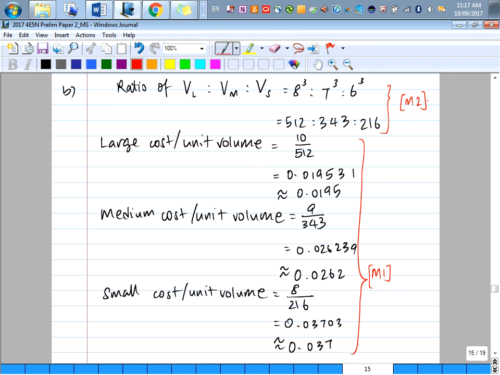Then find the cost per unit volume. In this case, take note that this 512, 343, 216, they are not the actual volumes, they are just ratios. So per unit volume, for a large one, it will cost 0.0195. Then you get for all 3 of them. Then you compare. This is the easiest way to do it. You could find the actual volume, but there's no need. You will get the same answers if you are correct.